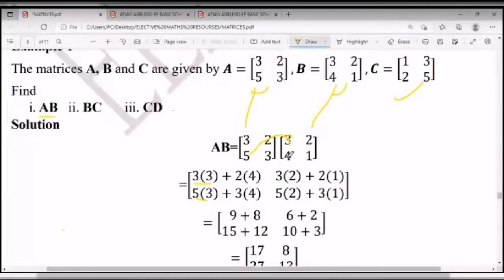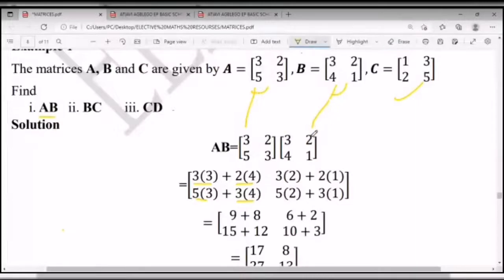The 4 will multiply the elements of the second column of matrix A, each element. So when we take 4, it will multiply the 2, we have it here. You take the same 4 here to multiply 3, you have it here. Now we are done with the first column of matrix B. Then let's take the second column of matrix B. We'll go by the same procedure.